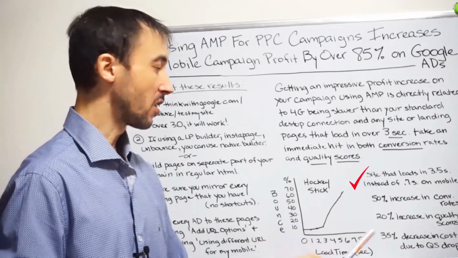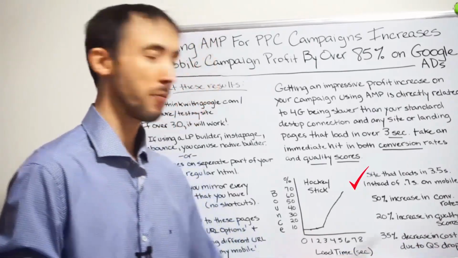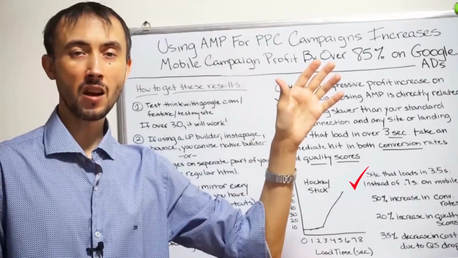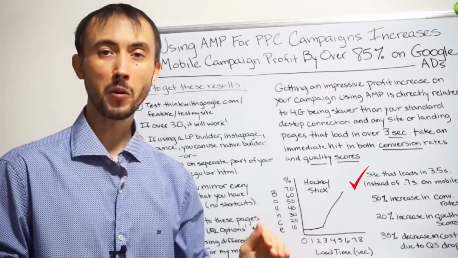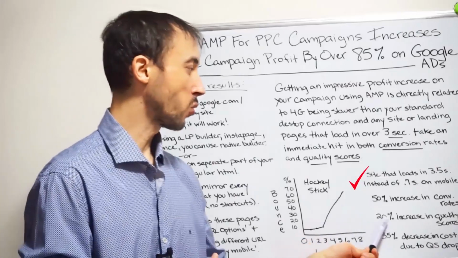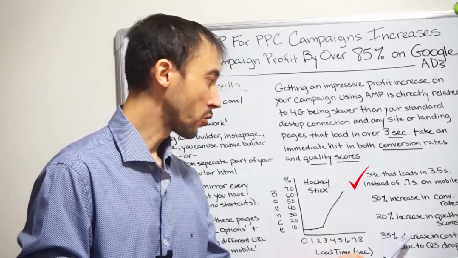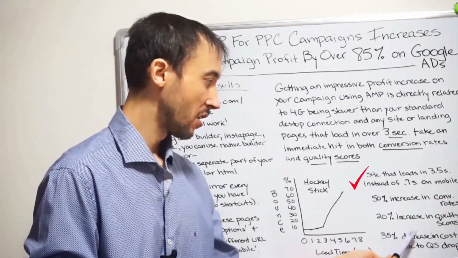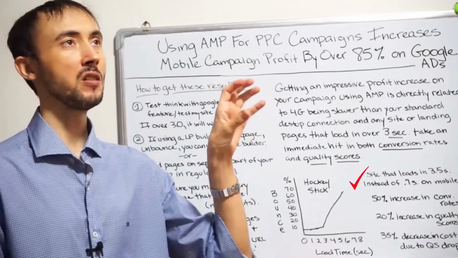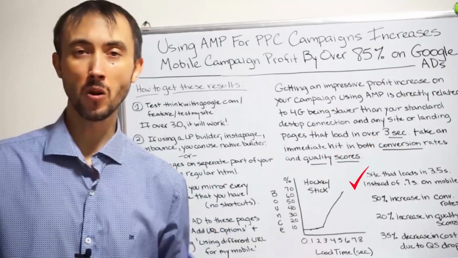On top of that, another way to look at this, basically, 35% decrease in cost due to quality scores drop. So like I said before, the closer to a 10 that you get on a quality score, the less you're paying per click. Because it loads faster, less people are bouncing back to Google, we get a 20% increase in quality score. That 20% increase in quality score translated directly into a 35% decrease in cost per click. So people think that if I get a 20% increase in quality score, my cost per click will go down 20%. It's not directly proportional.